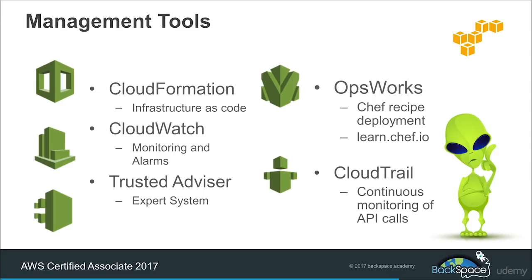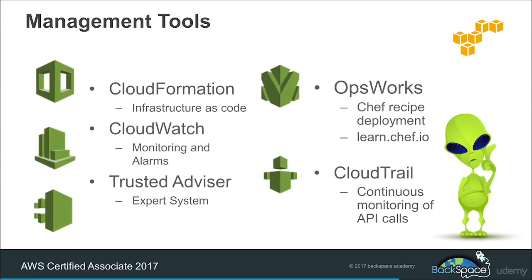We also have OpsWorks, and that is another deployment tool like CloudFormation, but it uses Chef recipes. It doesn't use a JSON template, it uses Chef recipes for deployment of that infrastructure. You don't need to be an expert in Chef for the AWS Certified Associate course, but if you want to learn about Chef, go to learn.chef.io and there's some very good resources there on that. But again, you don't need to know Chef to pass the AWS Certified Associate exam. You just need to know the basics of OpsWorks and understand that Chef is what is driving that.